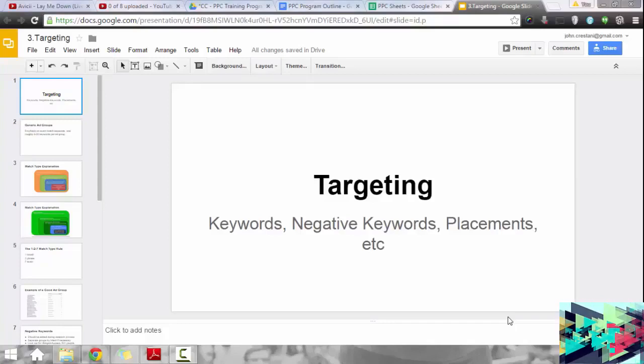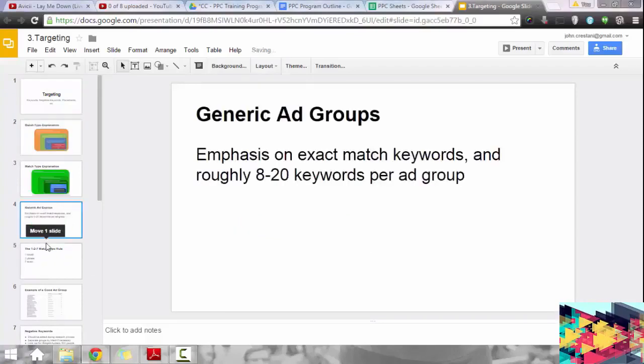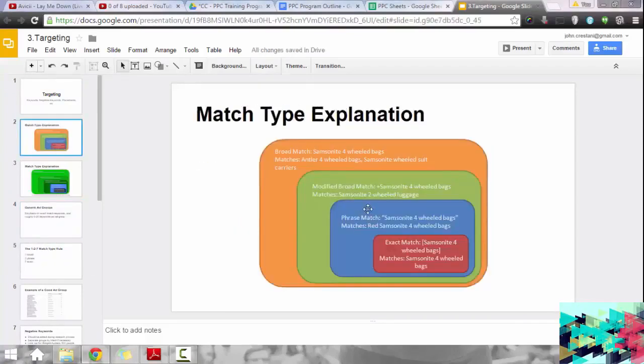After this, we'll talk about ad copy, and we'll talk about defining what your landing pages are, and finally, we'll go over optimization, and that will give you all the pieces of the puzzle to make a successful AdWords campaign. So without further ado, I'm going to just talk real quickly about match types. There are 4 different match types: broad match, modified broad match, phrase match, and exact match.